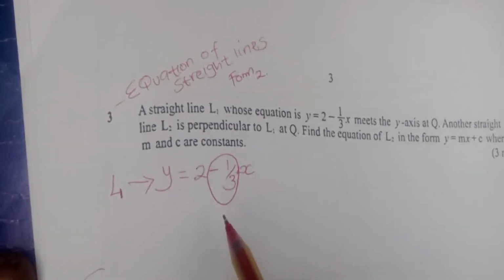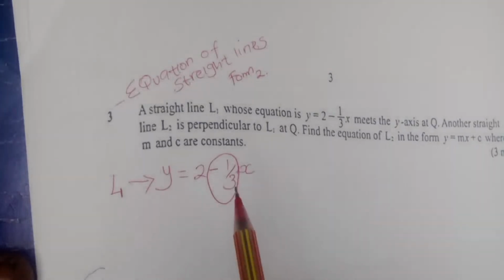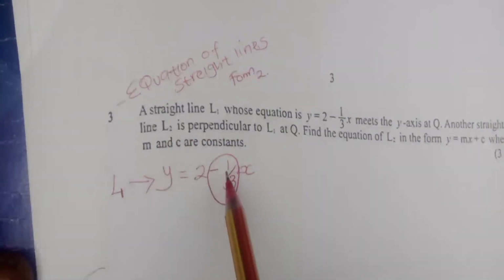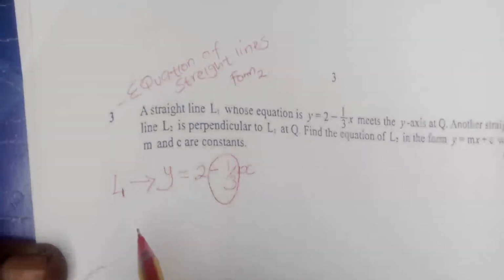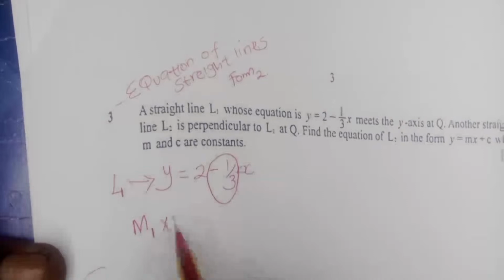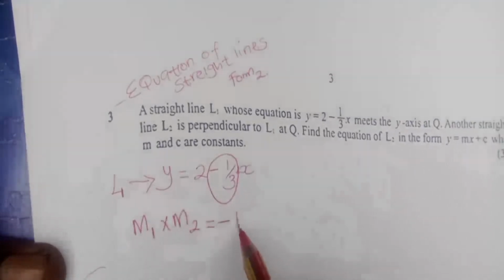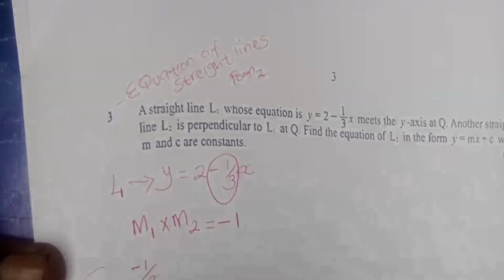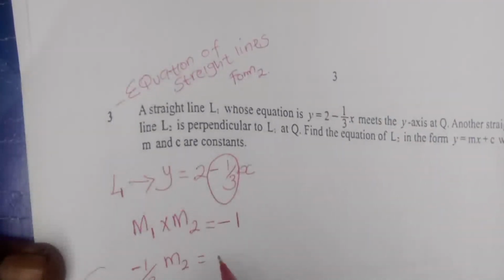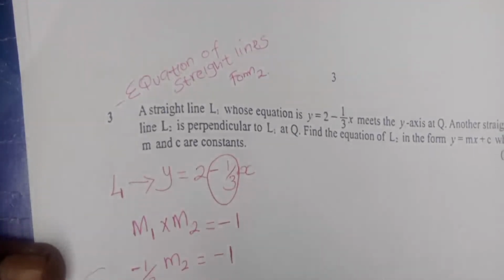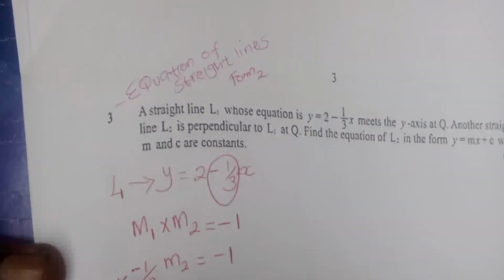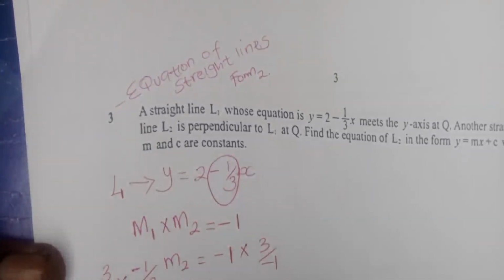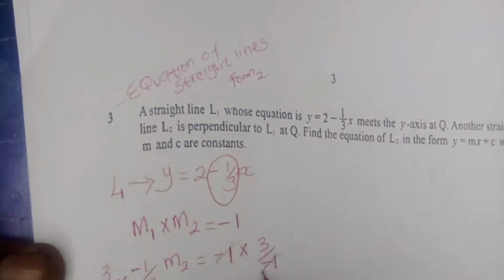As this one is the gradient, we are supposed to find a perpendicular gradient, which is L2, which is perpendicular to L1. You know that in perpendicular lines, the first gradient, M1, multiplied by the second gradient should give you -1. If -1/3 is M1, and I multiply by M2, I should get -1. Therefore, we multiply this side by 3 over -1, and this side by 3 over -1, so that we have our second gradient M2 as 3.